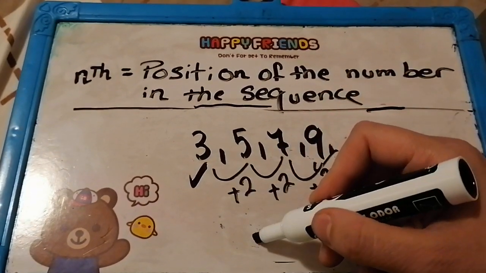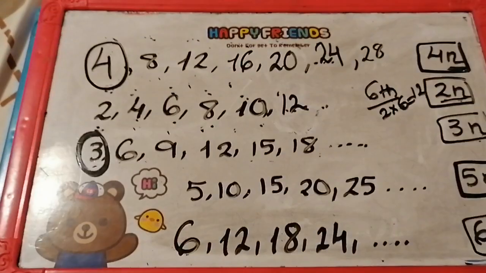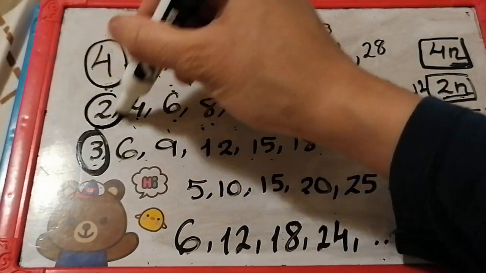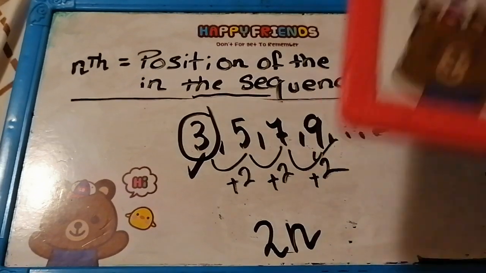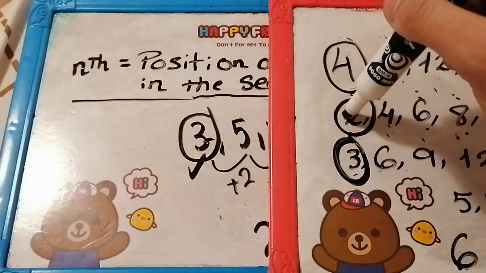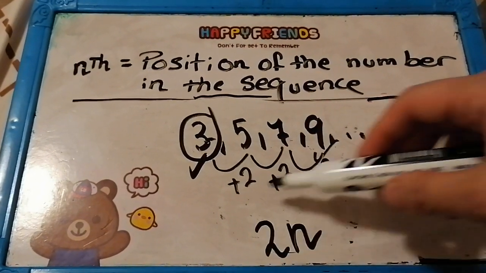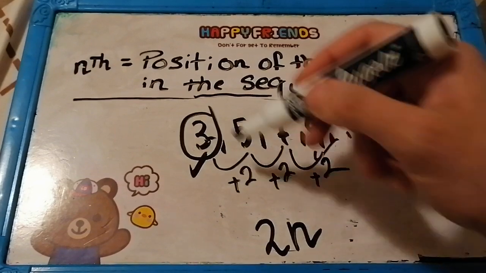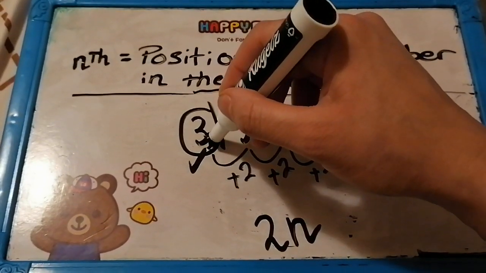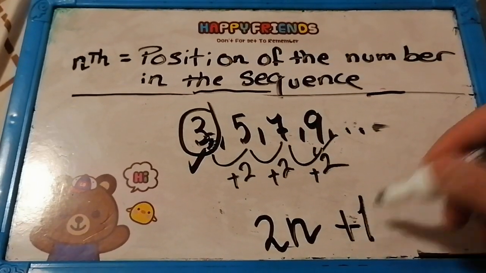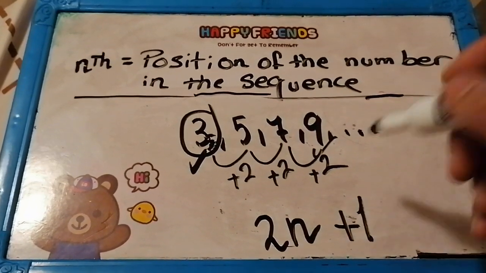If it's counting in 2, so I should write 2n. But the original formula for counting in 2 is when it started with 2, but this sequence is starting with 3. So this is more by 1. Easy. 2n is the formula if it's counting by 2 and starting with 2. But this is starting with 3. So this is more by 1. So I will write 2n plus 1. I'm sure it's very easy now.